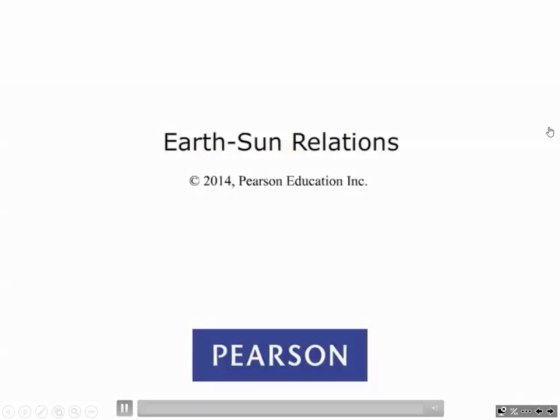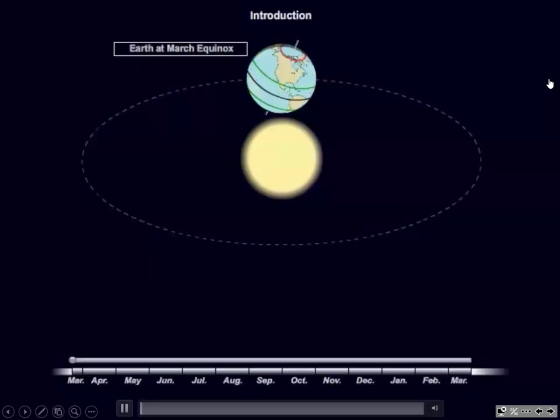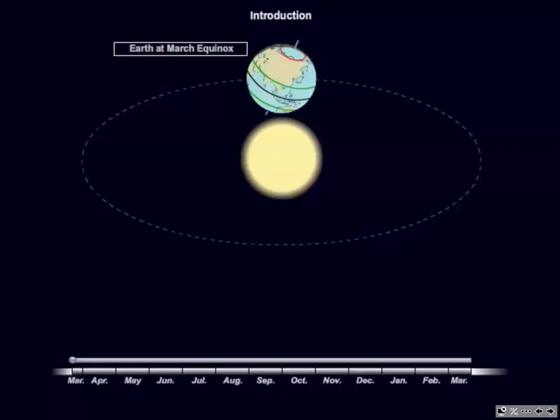So here's a short video about those Earth-Sun relations. You should view this animation several times, paying attention to different details of Earth-Sun relations. Notice that the months of the year are shown along the bottom of the screen. The change of seasons.